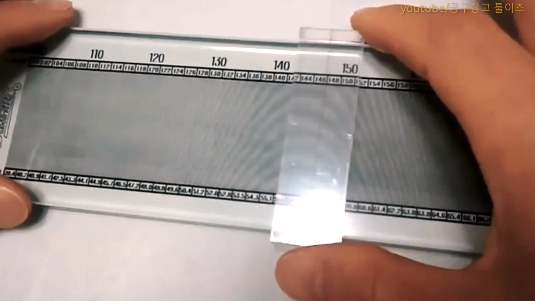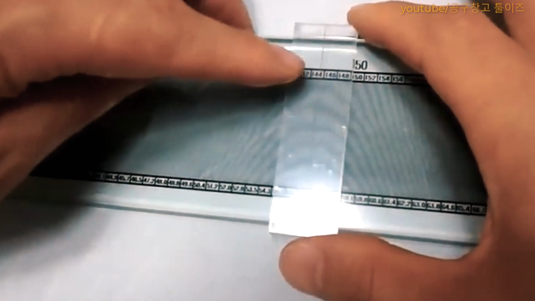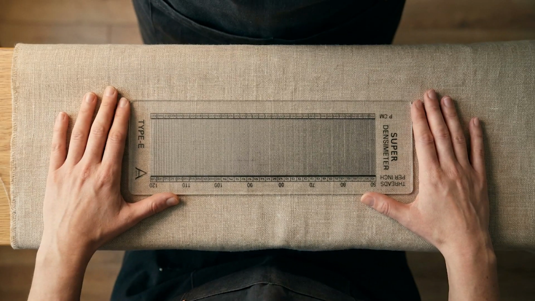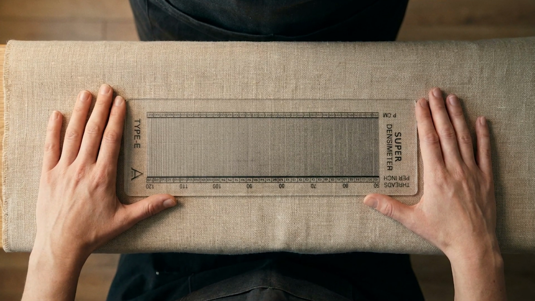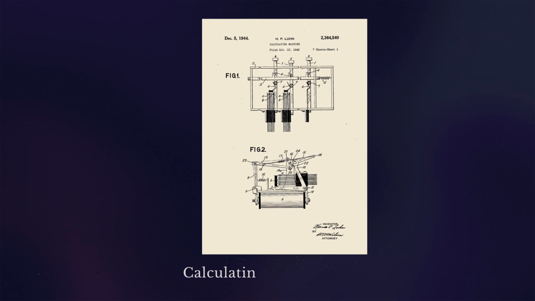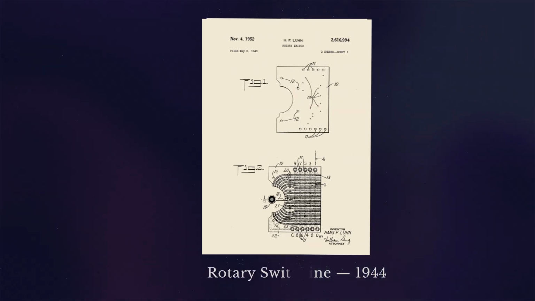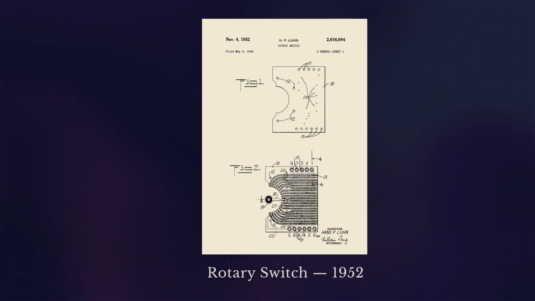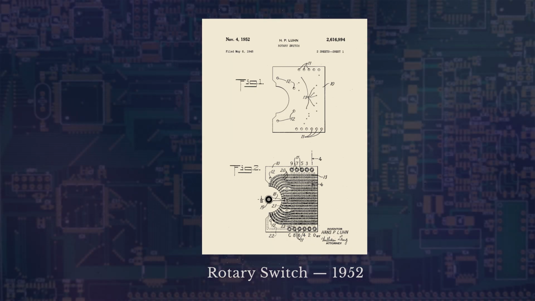A thin sheet of clear plastic that, laid across a piece of fabric, produces a moire pattern and gives you the thread count. And it's actually still in use today. Luhn kept filing patents. A relay-based calculating machine that added and subtracted in binary. A rotary switch built from metal sprayed onto plastic. The grandfather of the printed circuit boards inside every phone and laptop today.